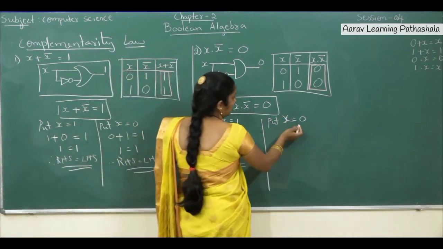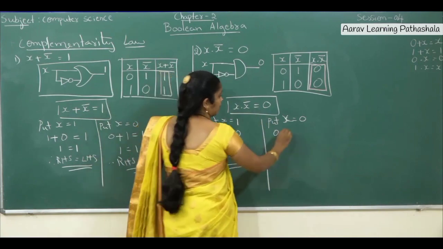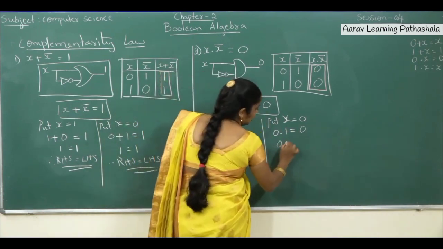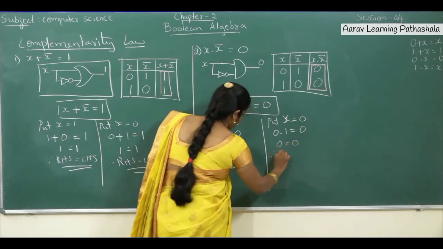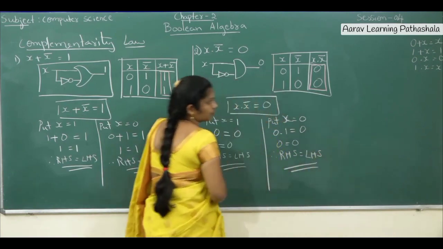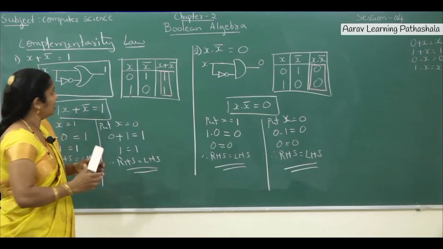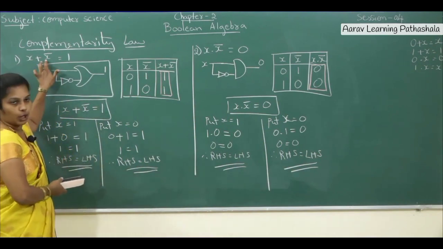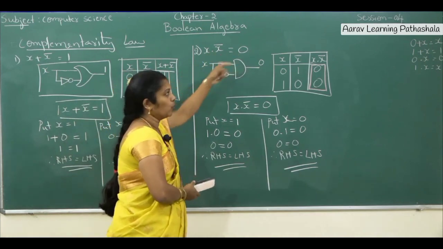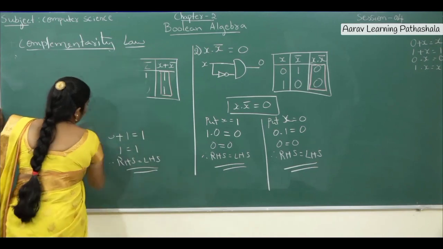Next, take the second one. On the place of x, substitute 0. X bar means reverse of that, 1. 0 into 1 is nothing but 0. That is equals to 0. Therefore, right hand side value equals left hand side value. These are the two complementarity law statements. The first law states that x plus x bar equals 1 and the second one states that x into x bar equals 0. Next, we will move with the next one, that is involution law.